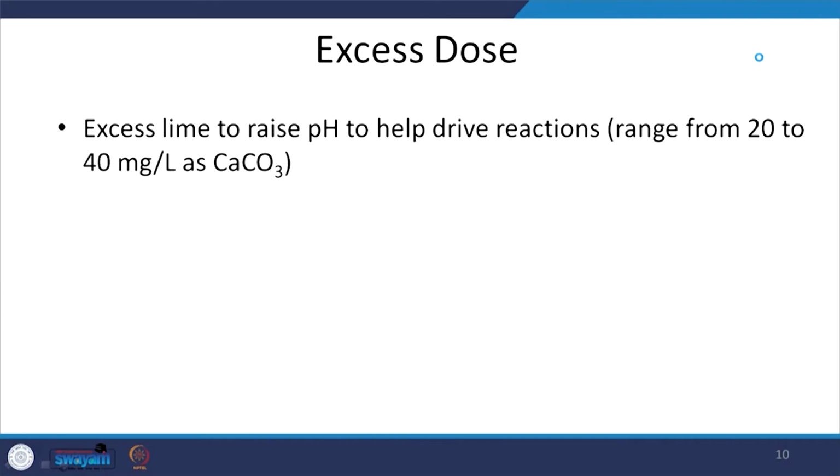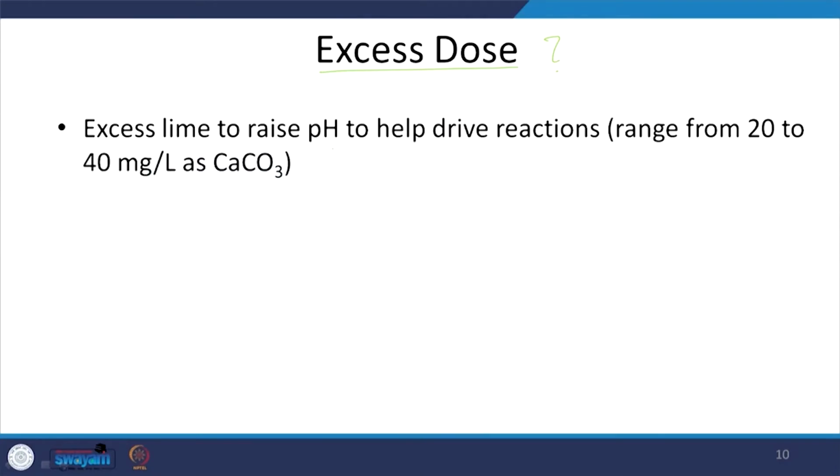Another aspect, in general we have to add an excess dose. Why is that required? Because we want to keep the solution supersaturated. Just saturation or adding the amount just stoichiometrically enough for triggering the relevant precipitation will not be good enough. That is why you need to add an excess dose to drive the relevant reaction. So here they are saying that it's from 20 to 40 milligram per liter expressed as CaCO3. This is with respect to lime, let's say. Lime expressed in the units of CaCO3, you need to add almost 20 to 40 milligram per liter.